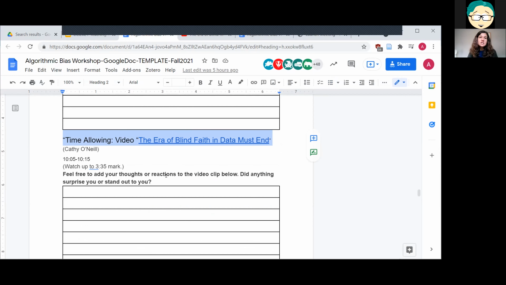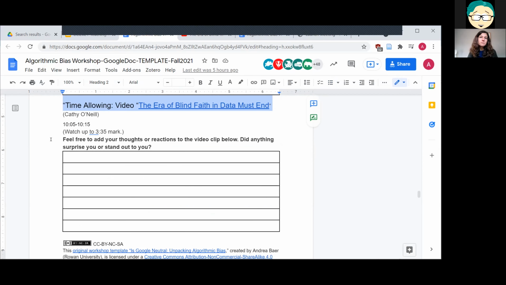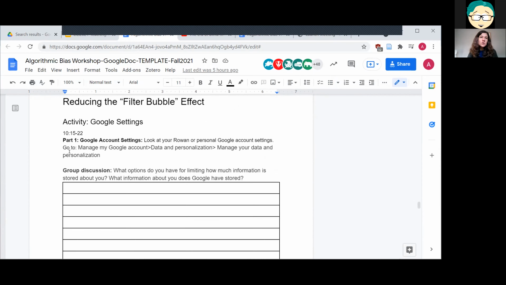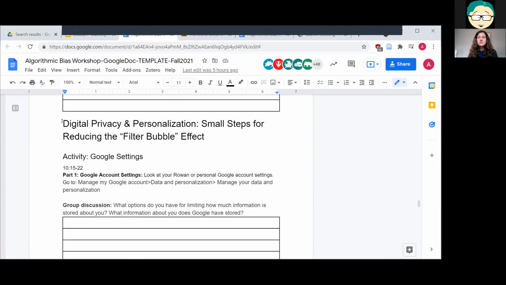Time allowing, I show part of the clip I showed you all earlier from Cathy O'Neil on blind faith and data. I often don't have time for this, but I also leave some space for that possibility. And then we move into people doing a few exercises where they're thinking about algorithms' influence on them when they're in online environments. For example, they go look at their Google settings.